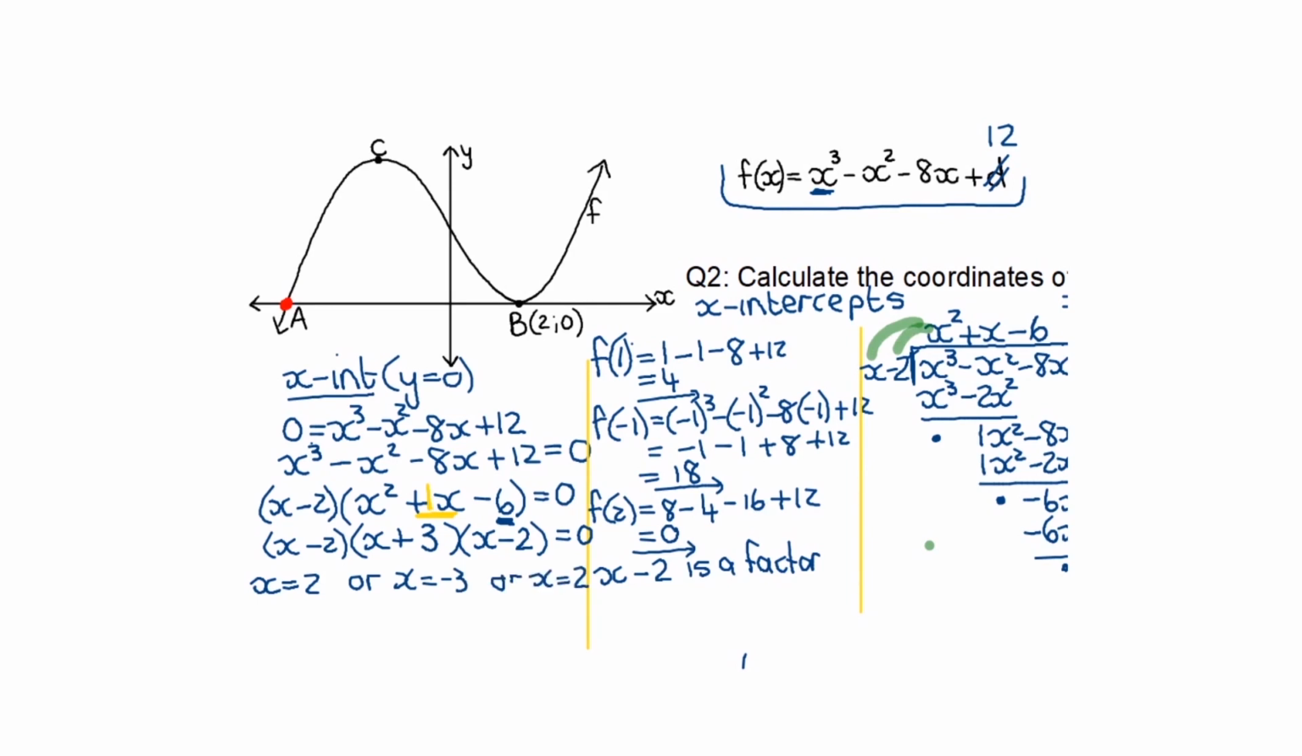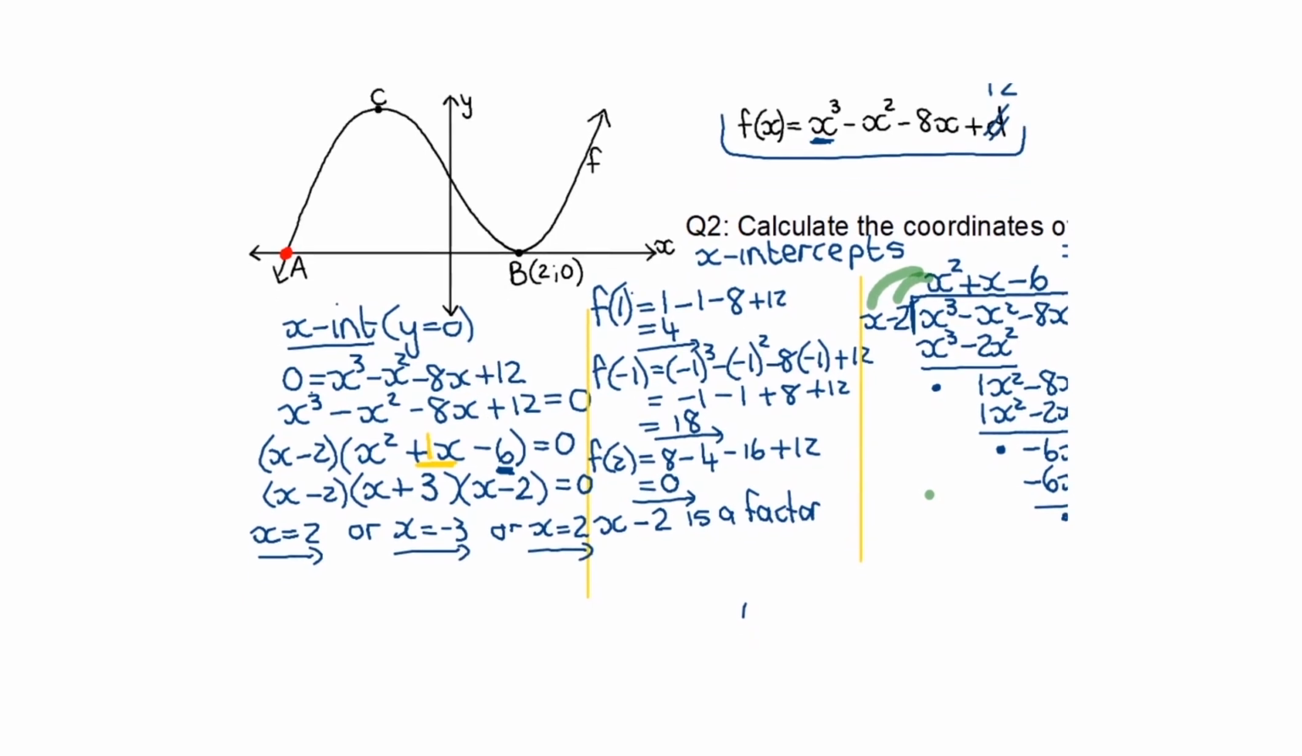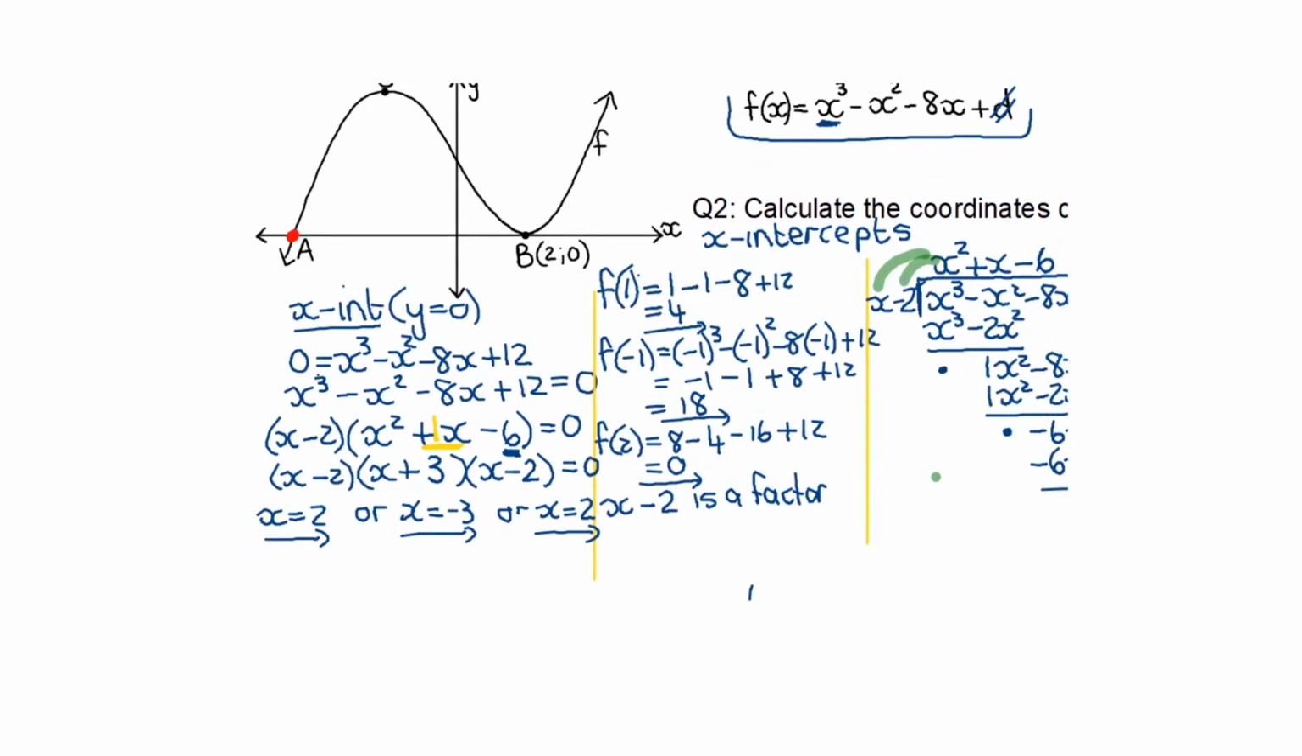Now, this is just a quick hint. If you see, as we have in this case, that some of the x-intercepts are repeating, then that point where x is equal to 2 is also going to be a turning point. So in my sketch, those two x values are referring to this point B, the point (2, 0), which was the one x-intercept.